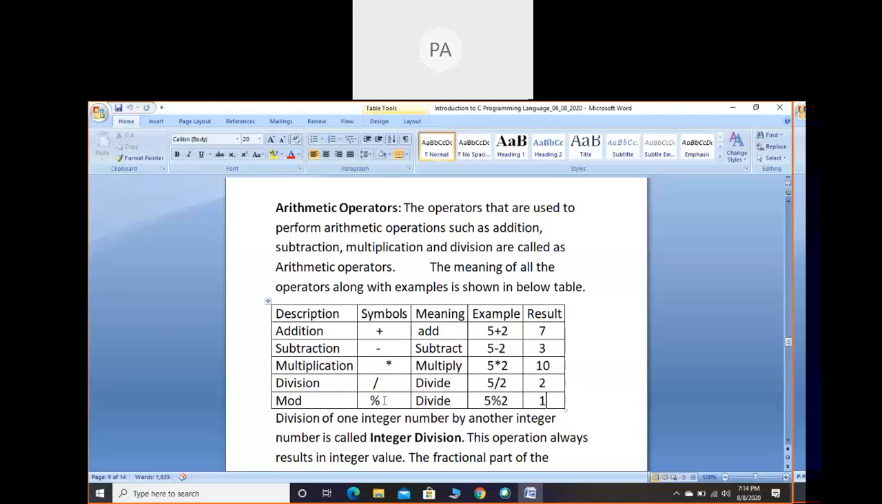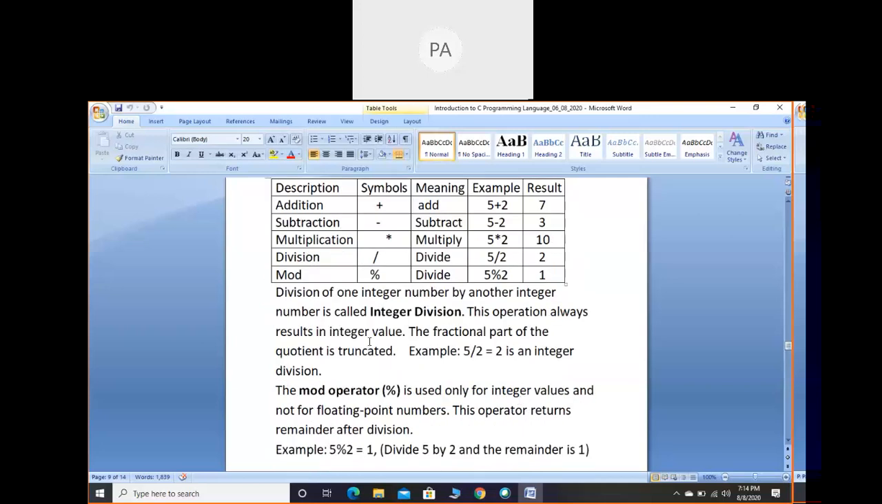And in case of percent symbol, we'll get the remainder as the answer. So when you use this percent symbol, you should be very careful that numerator, that is 5, and denominator, that is 2, both should be integers. You should not use floating point numbers. Whereas in case of division symbol, you can use either numerator or denominator as a floating point number, or both as floating point number. It's not a problem. You can use both as integers, one as floating point number and another as integer, or both as floating point numbers. But when you go for the mod symbol, both should be integers. That is the rule. So here explanation they have given.